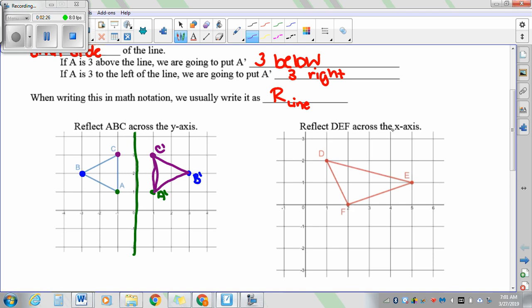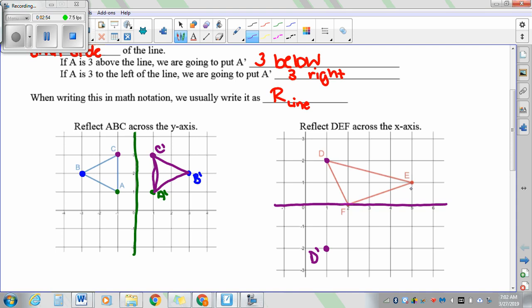So the next one is similar. Reflect DEF across the x-axis. So I'm going to draw in the x-axis, which is this sideways one here. D, I notice, is 1, 2 above the line, so 1, 2 below. And notice that here I'm counting straight to the line because the line is sideways, so I'm going straight to it. Here, when the line was up and down, I need to count straight towards the line sideways.